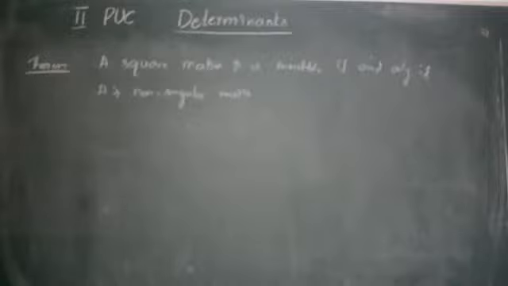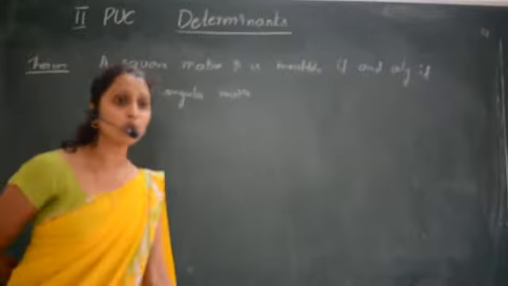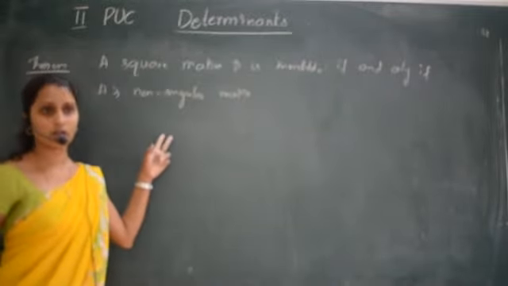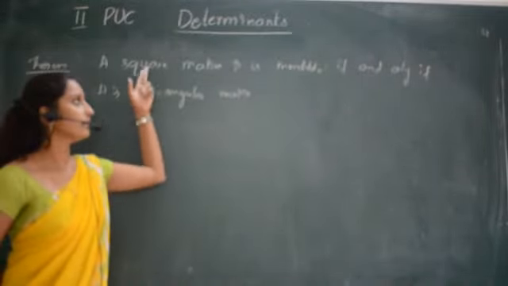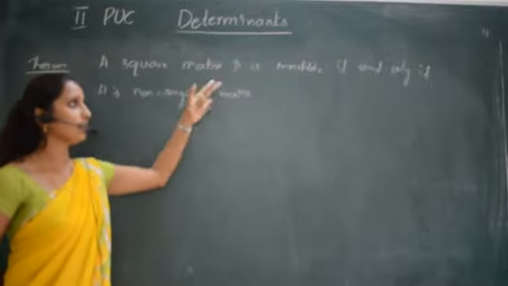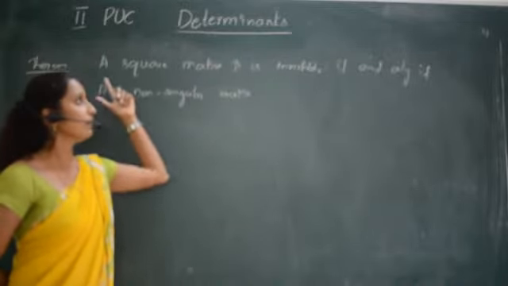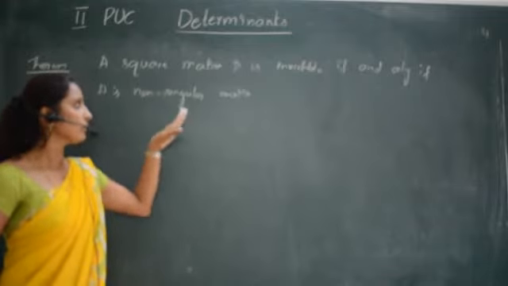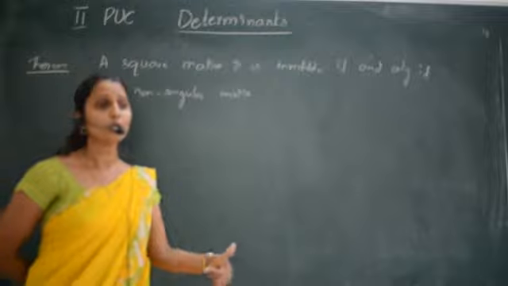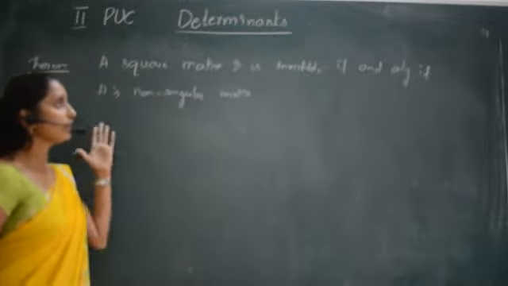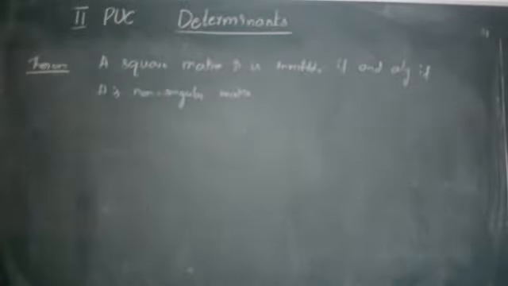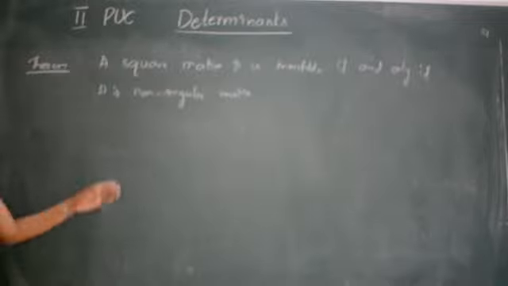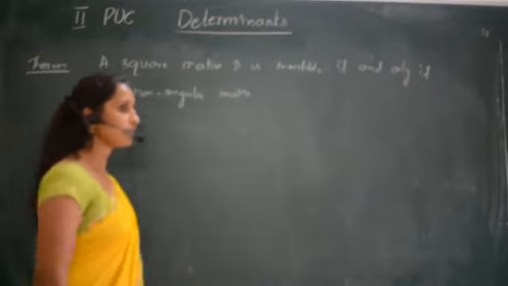So we have to prove this. Since it is an if and only if statement, there are two conditions. If it is invertible, then it is non-singular; if it is non-singular, then it is invertible. One is the if condition and one is the only if condition. You know what invertible and non-singular mean: invertible means the inverse exists, and non-singular means determinant of A is not equal to 0. First, I will consider that the matrix is invertible.